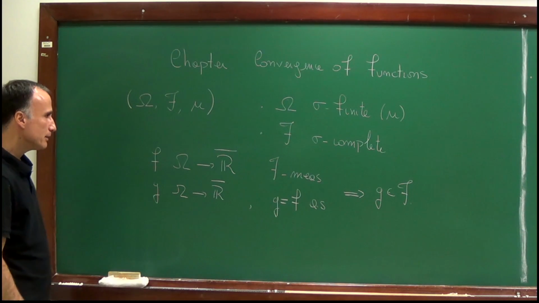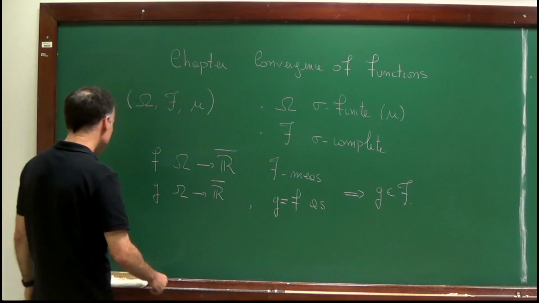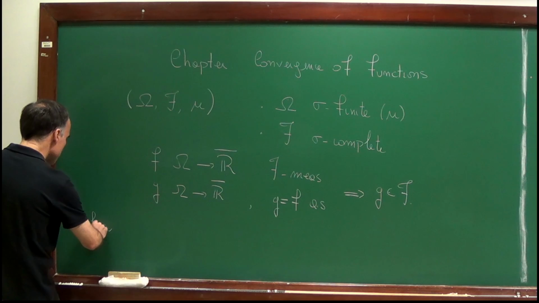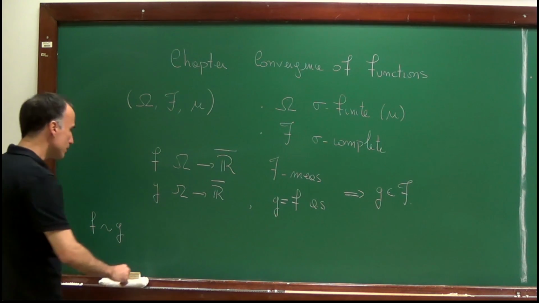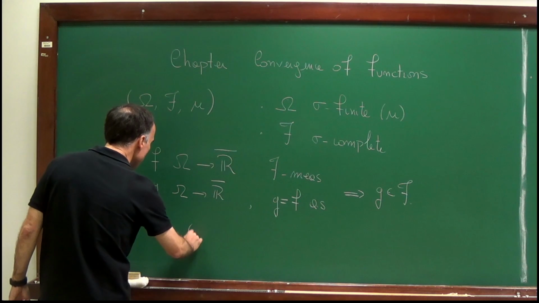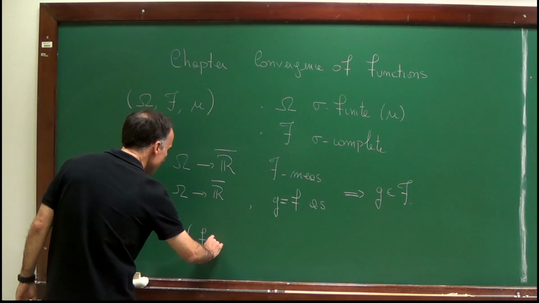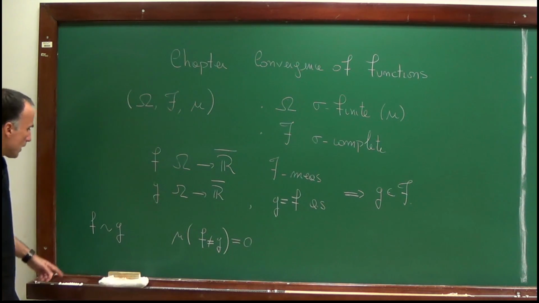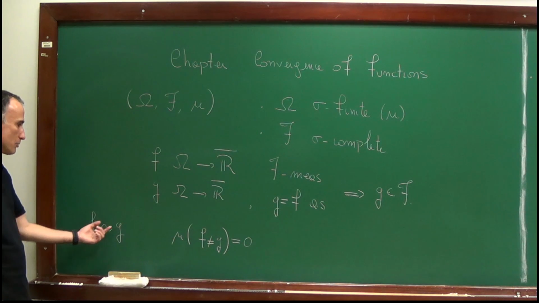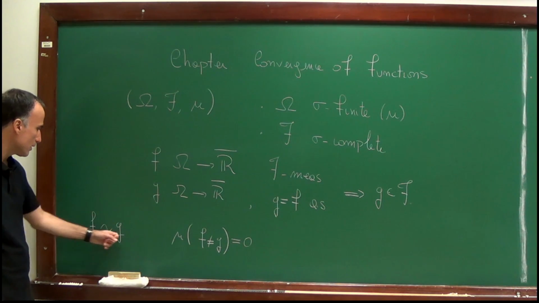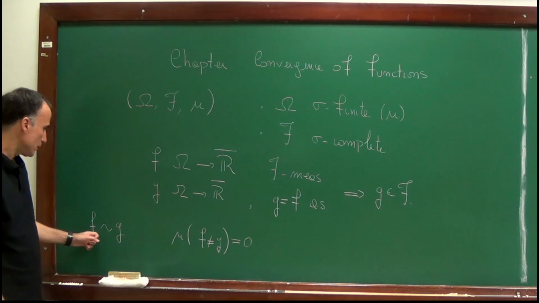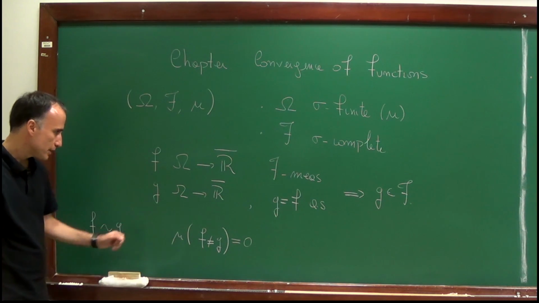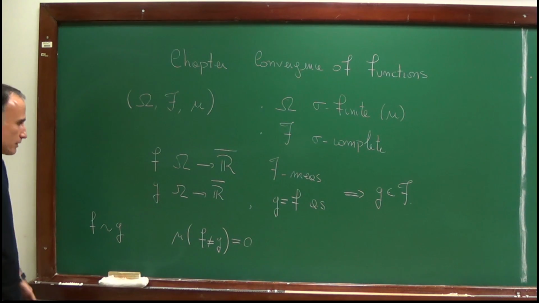So I can define, in view of this fact, an equivalence relation, which I will represent by that symbol. I'll say that two functions f and g are equivalent if the measure of the points x such that f is different from g is equal to 0. I leave it to you to check that this is an equivalence relation. Well, it's clear because f is certainly equivalent to f, and if f is equivalent to g and g equivalent to h, it's very simple to show that f is equivalent to h. So this is an equivalence relation.